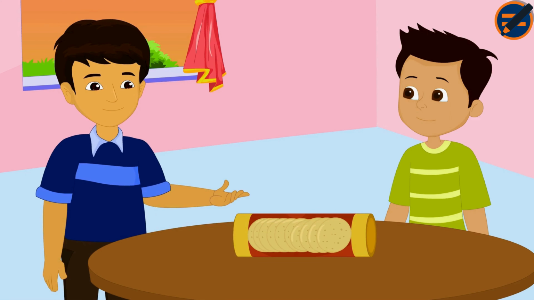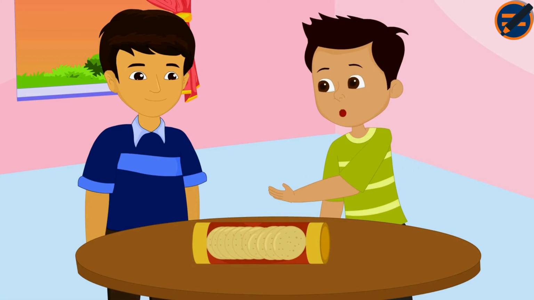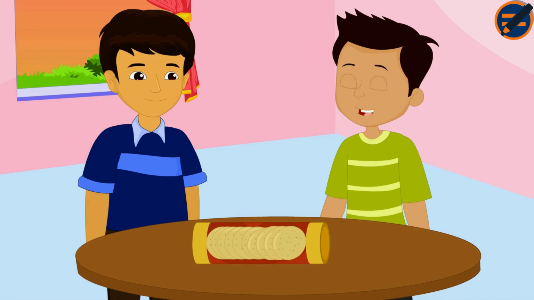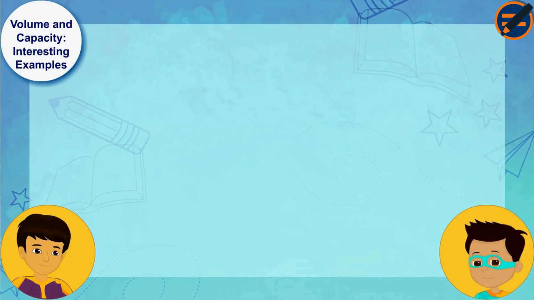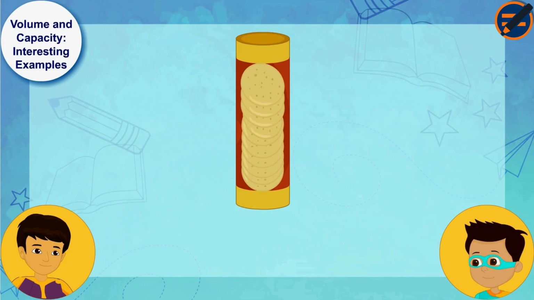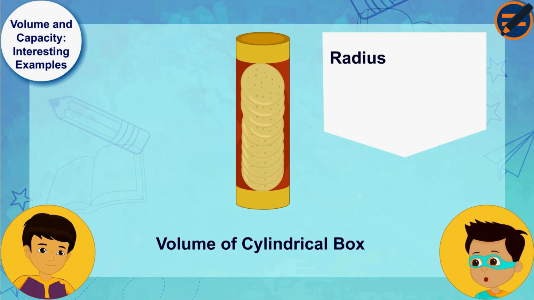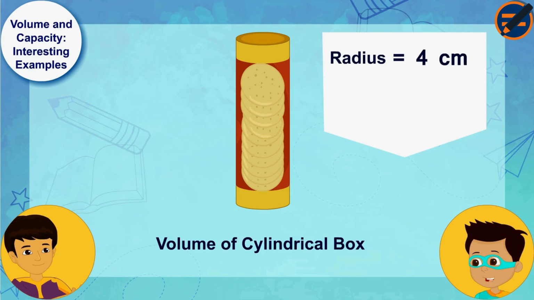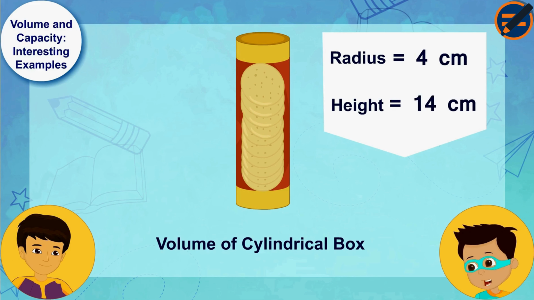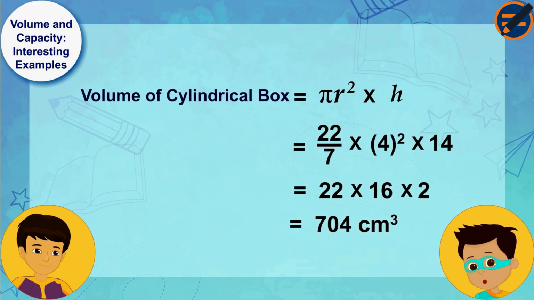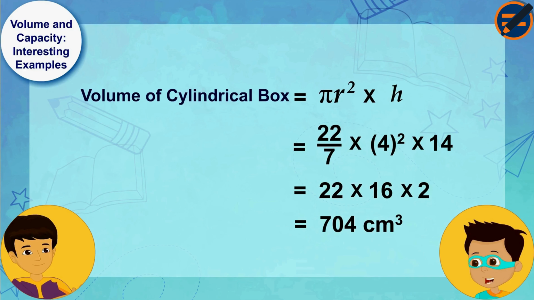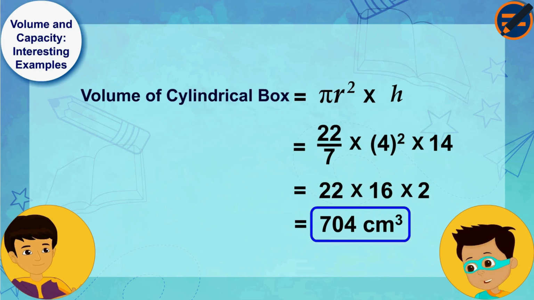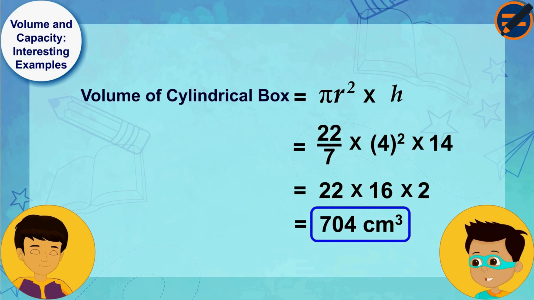How is that? Let me explain this to you through mathematics. It's math time! Come on, Manas. Let us first find the volume of this cylindrical box. The radius of the box is 4 centimeters and the height of the box is 14 centimeters. Therefore, on solving in this way, we can see that the volume of the cylindrical box is 704 cubic centimeters.